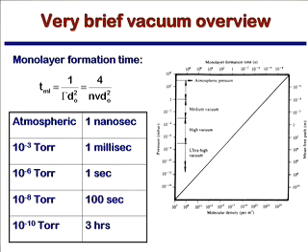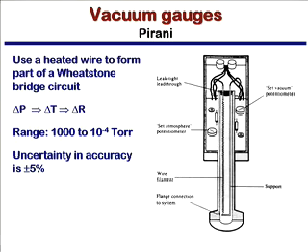Okay, that's all the vacuum stuff I want to go over in terms of the theory, but just knowing that if you have relatively variable pressure, you get relatively variable rates of contamination or monolayer formation time. I'll go through the working of a couple vacuum gauges because these are your eyes into what the pressure is in your system.